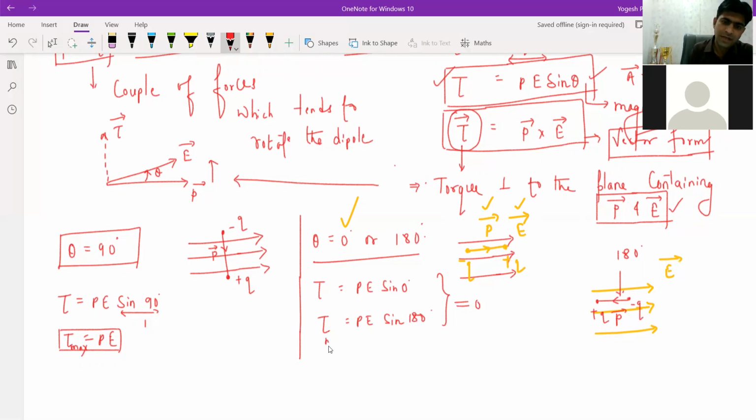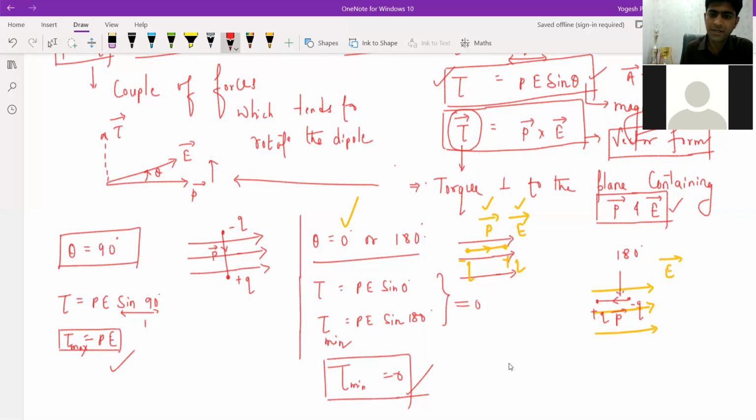Okay, so this we write as the minimum tau. That is, tau minimum is equal to 0. The tau maximum is PE and tau minimum is 0. Are you getting my point? Yes, sir. Okay, so this is the torque.